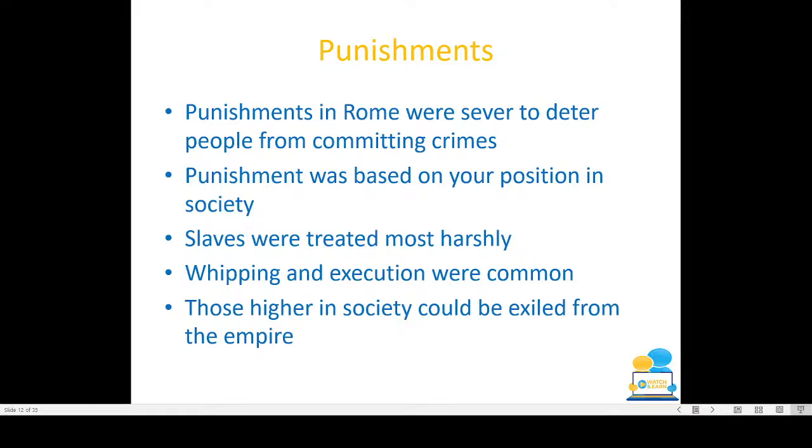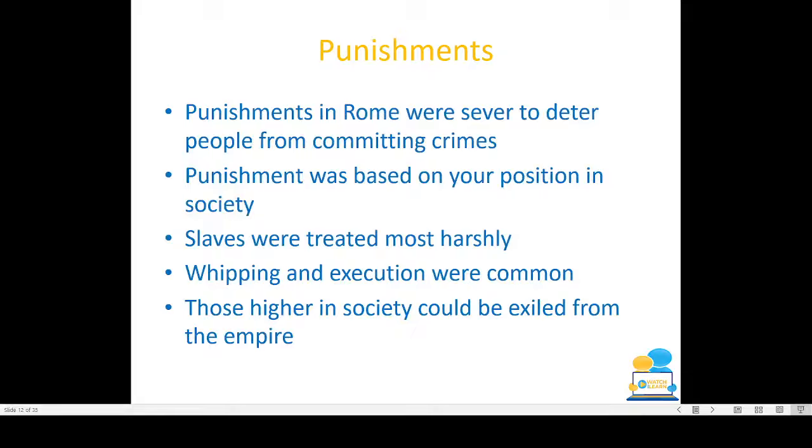And in ancient Rome, the people who were down on the lowest end of society were the slaves. So these were actually treated the most harshly. Whipping and executions were quite common at this time as well. So these are some of the forms of punishment. So whipping, and these would be public whippings and public executions. And once again, the idea behind these public executions is to deter people from committing these crimes.